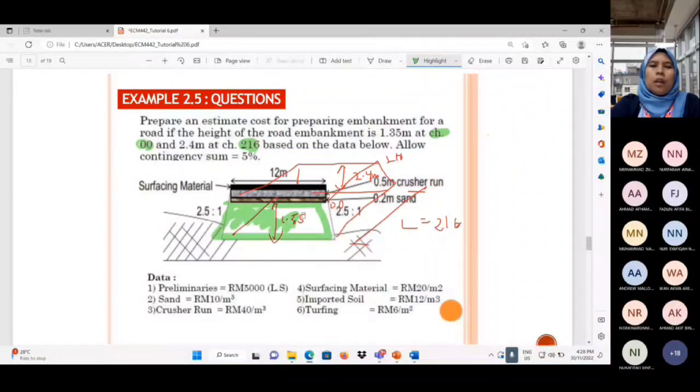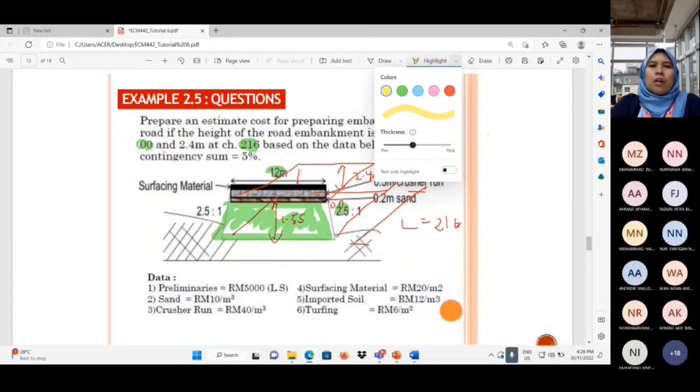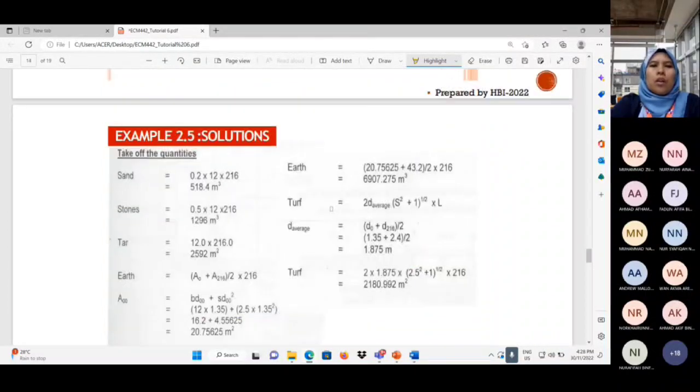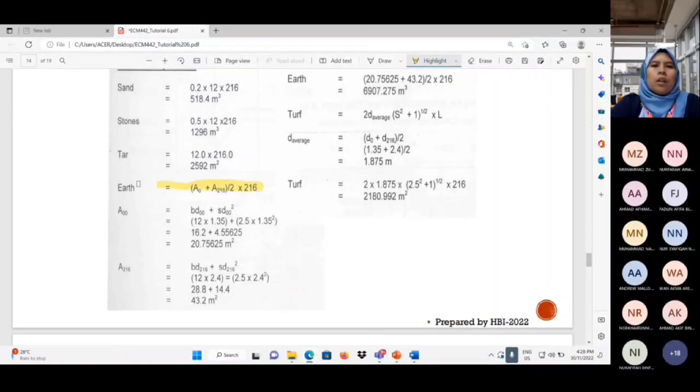So there are two trapezoid cross sections with different heights. At chainage 00, you will find the surface area (BD + SD squared), where B is 12, D is 1.35, S is 2.5. That is the value. And on the other part, you will use the area at chainage 216, B the same 12 meters, D is 2.4. Then you will find the average. So here is the calculation for the earth, and I calculate the earth first. B is 12, D is 1.35. You put it into the formula and you will get this area value.